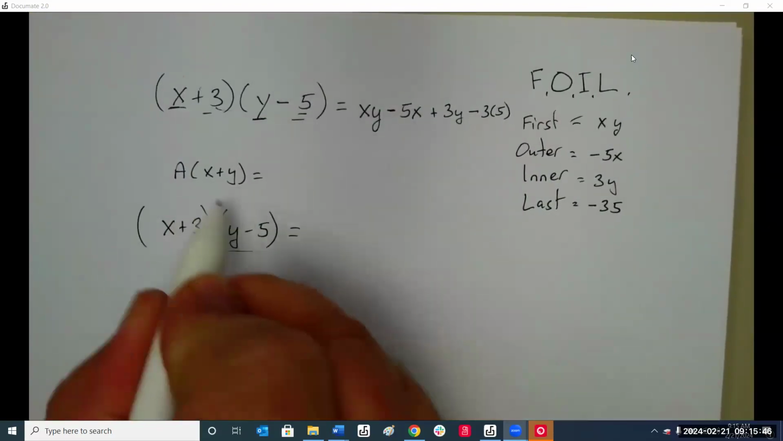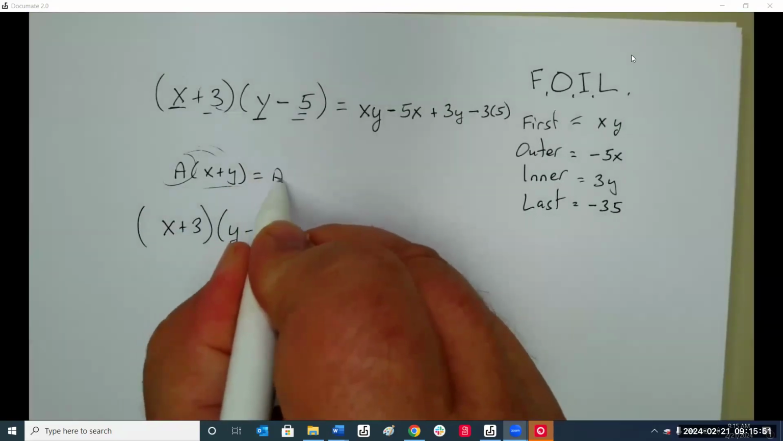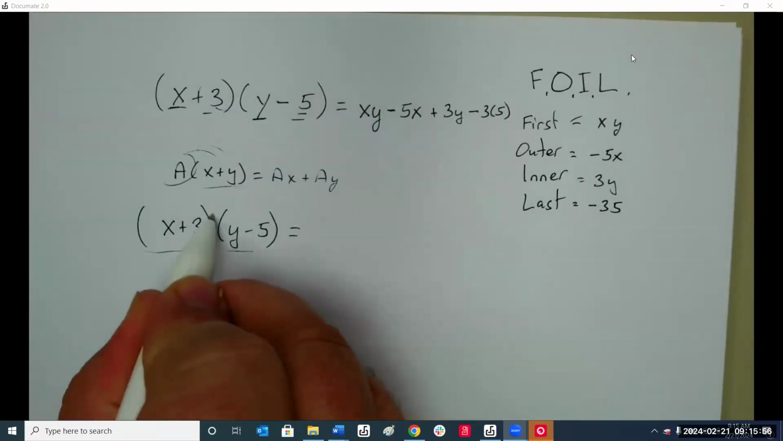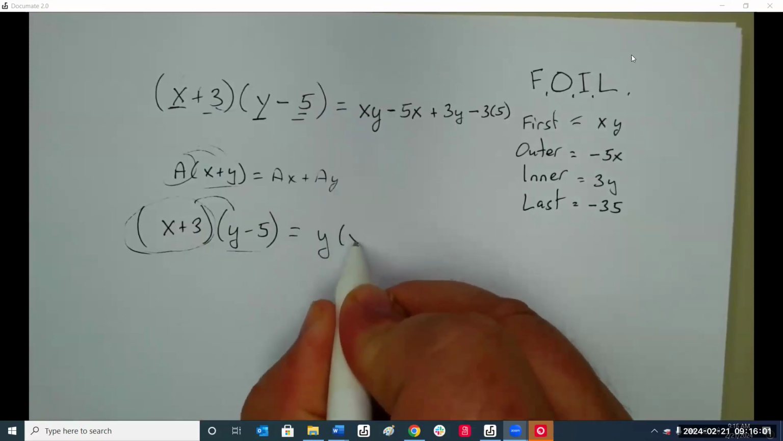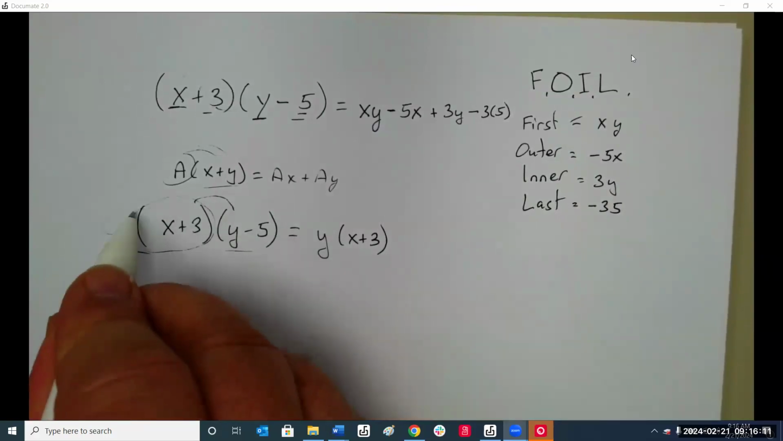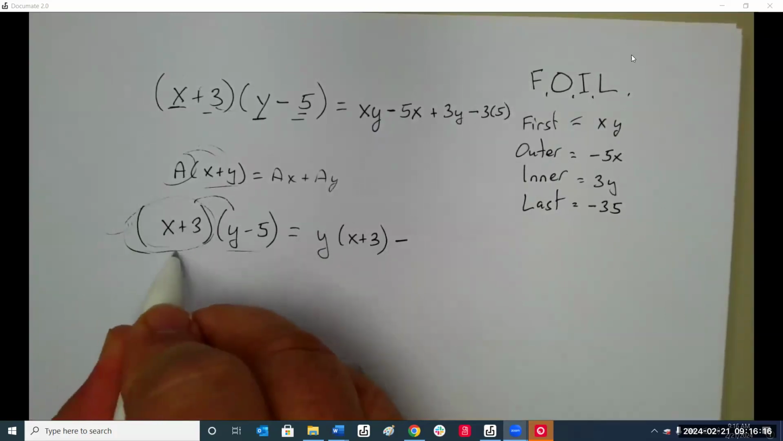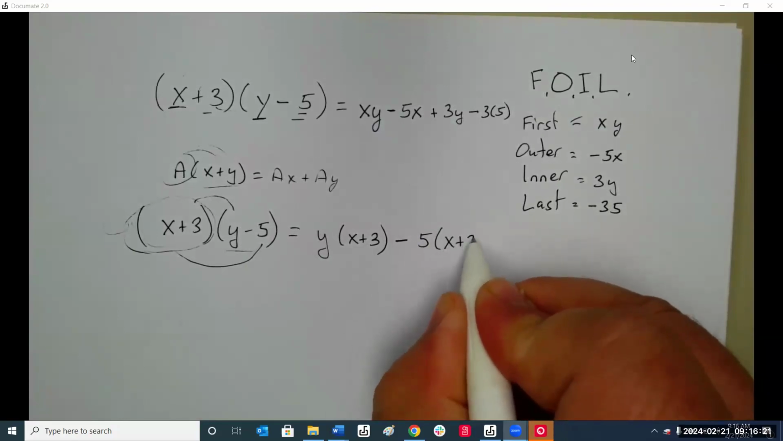Here's a parenthesis. Whatever's in front does what? It multiplies to everything inside there. So here's the number in front. It multiplies times y. It's a positive in front. So positive times negative is negative. So x plus 3 times 5 is 5x plus 3.